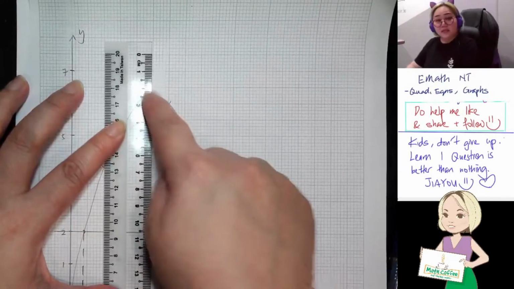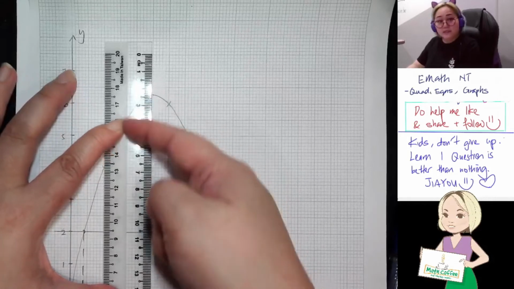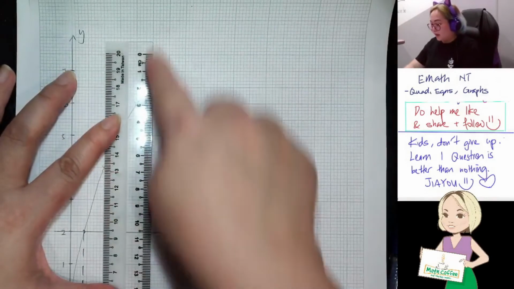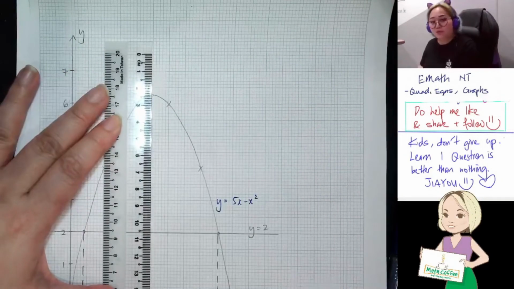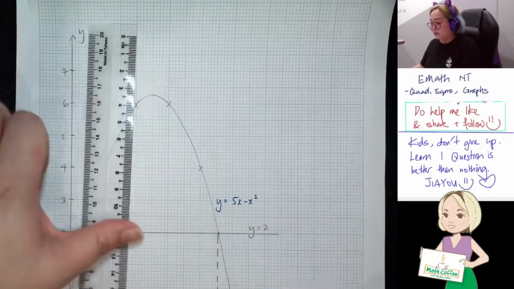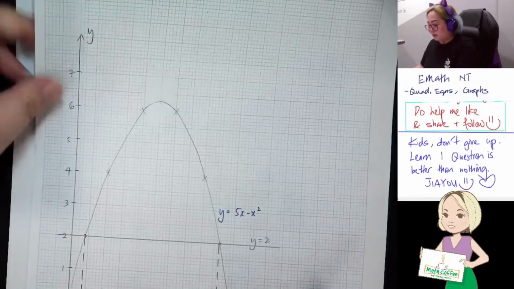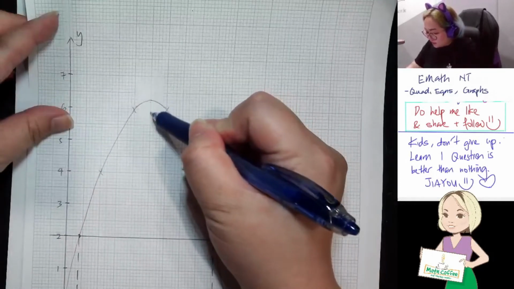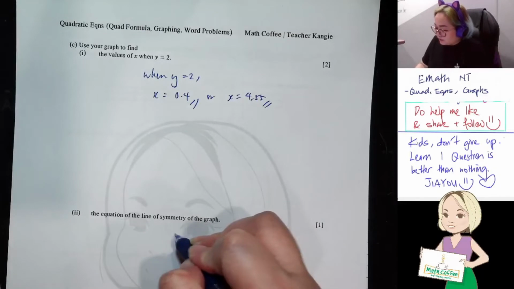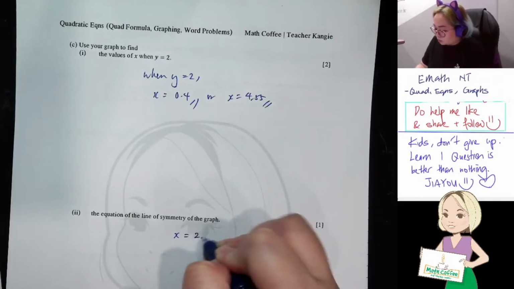So you can see that this curve and the other side is like a photocopy, a mirror. So this is my line of symmetry. So for the line of symmetry, it's not necessary for you to draw. You just need to give them the equation of the line. So you know that it will be in the middle here, and the middle here is 2.5. So over here, the equation of the line of symmetry will be x is equals to 2.5. Done.